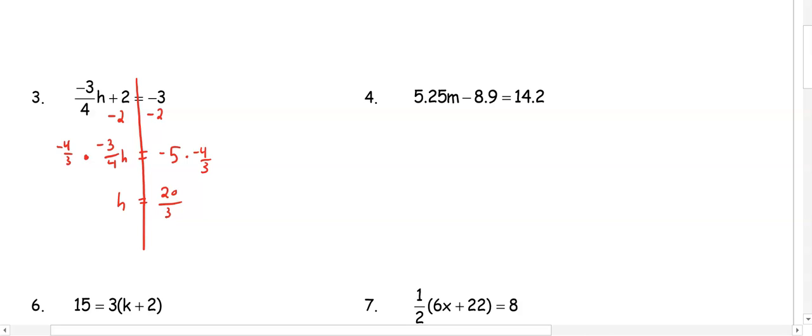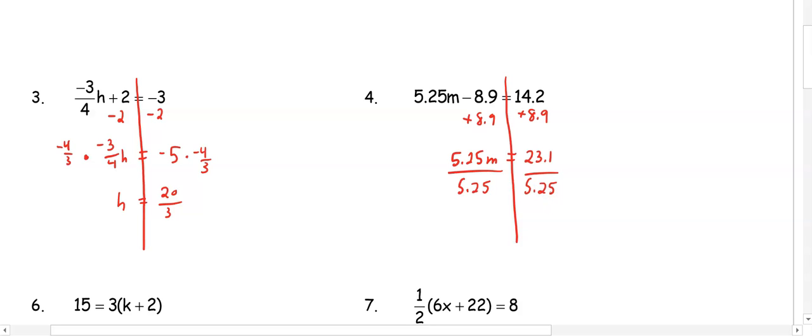In number 4, we have 5.25m minus 8.9 equals 14.2. So the first thing we're going to do is add 8.9 to both sides. We get 5.25m is equal to 23.1. Then we can divide by 5.25, and we get m equals 4.4. Usually we want them in fractions, but because this problem already had decimals to start, we can leave our answer as a decimal. So now we're going to get into some multi-step problems.